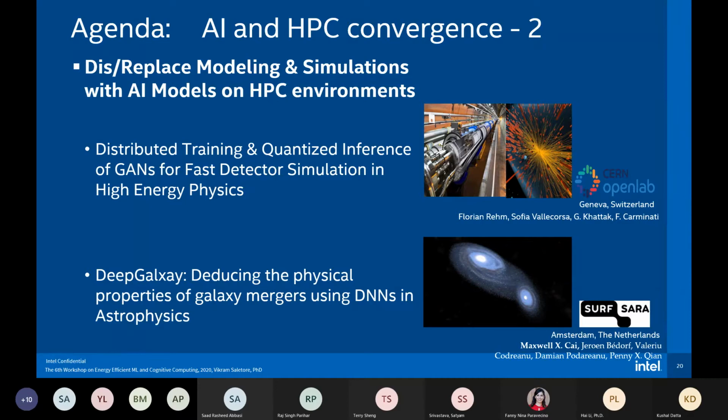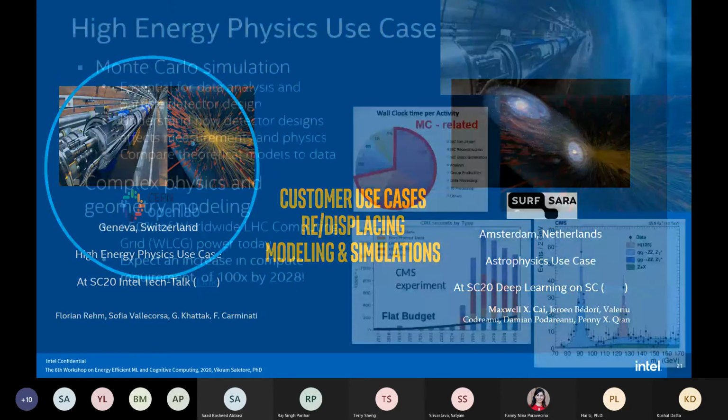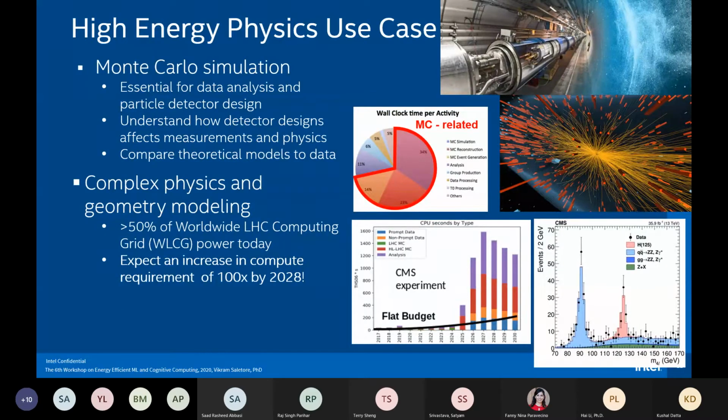Now I'm going to talk about some use cases that would try to displace or replace some of the HPC modeling and simulation. The first one is with CERN Open Lab, in the high energy physics use case. Those of you who attended the morning session from Claudio Donor from Palo Alto Networks and CERN, she gave a very good overview of the Large Hadron Collider and the particle.